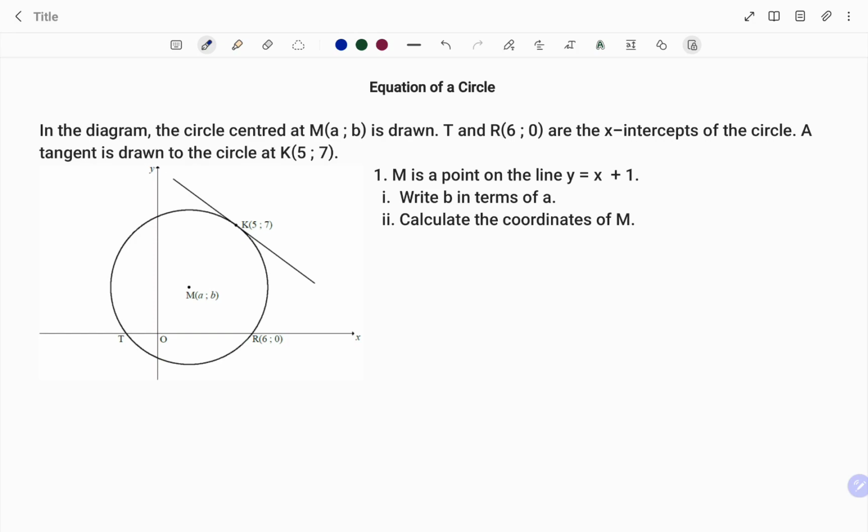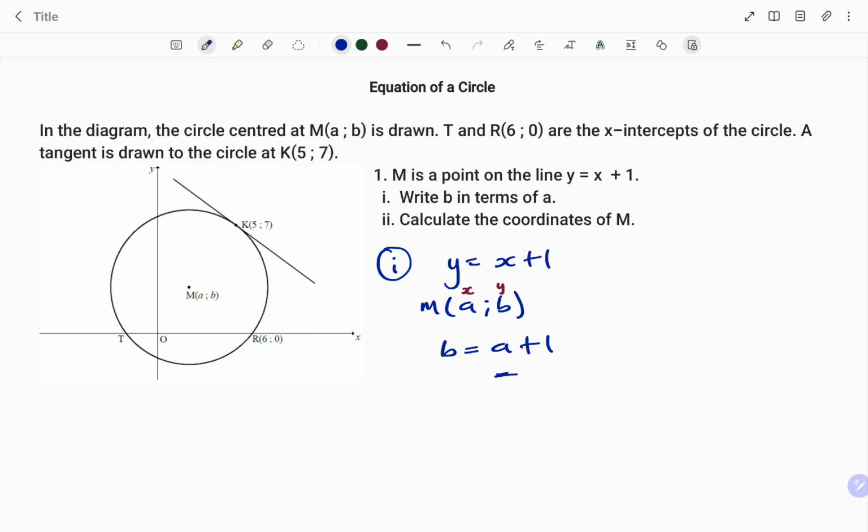So for the first part of the question, if M is a point on the line y equals x plus 1, then we should write b in terms of a. Note that the point M is giving us a and b, so writing b in terms of a, what this means is that a is our x value and b is our y value. So substituting that back into the equation, we have y, which is b, equals x, which is a, plus 1. We've been able to write b in terms of a.